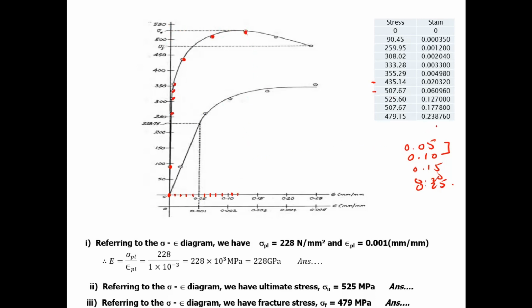Then 0.17. 17 will be after 15, 16, 17. So what is the value? 507. So 507 will become lower again. And then we have the last value, 479.15 at 0.23. So 0.20, 0.21, 22, 23, 24. So this is 23, and they make a value here. So in this way, we have a graph on the other side.